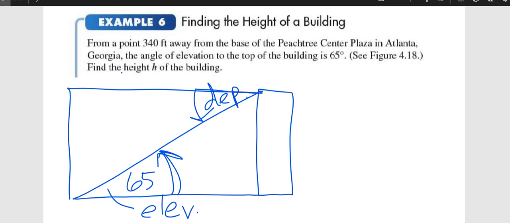That was a long time ago. We still learned it. These are parallel lines. This is a transversal. What did we learn? They're the same, right? Because they're alternate interior angles.